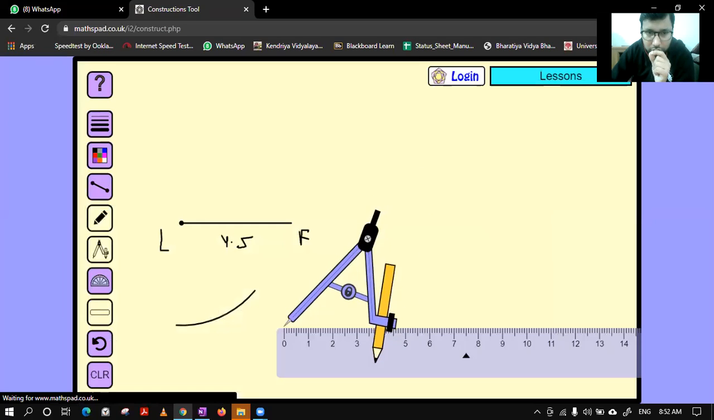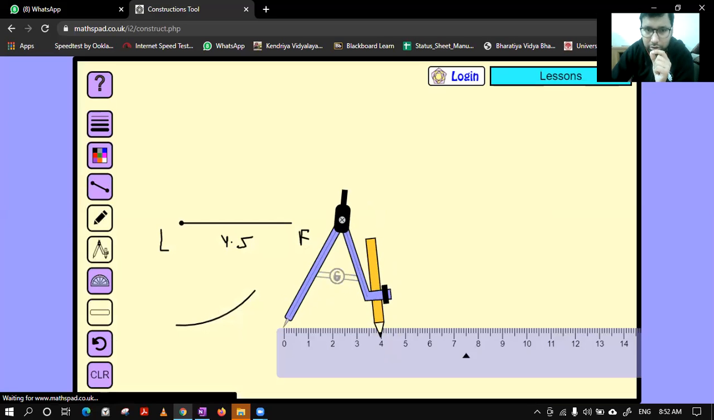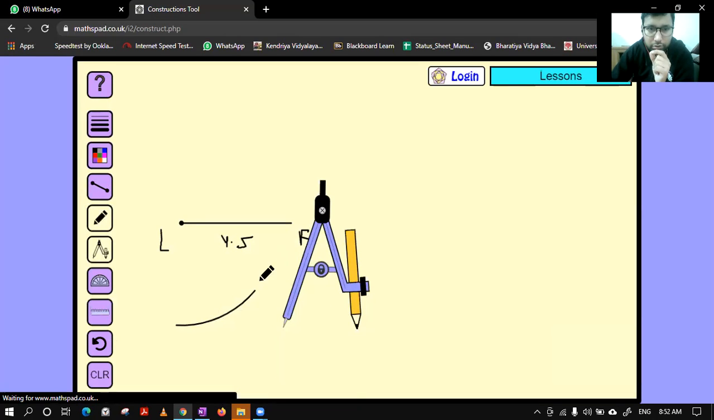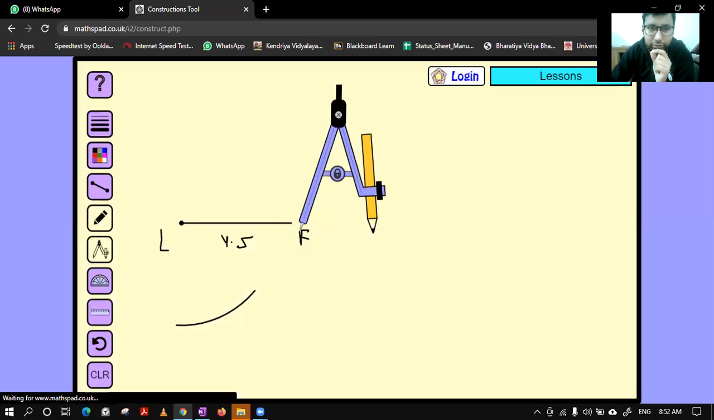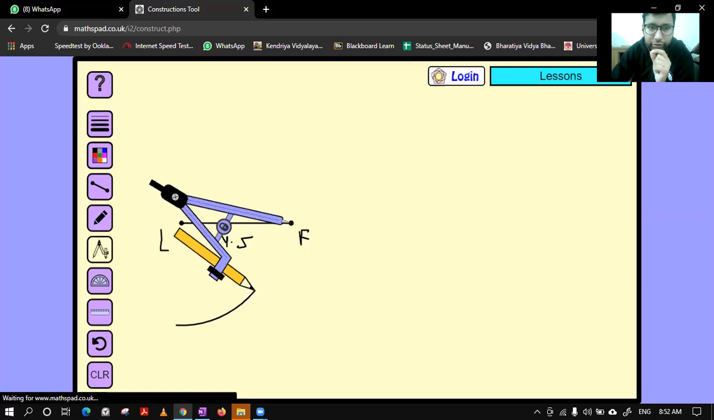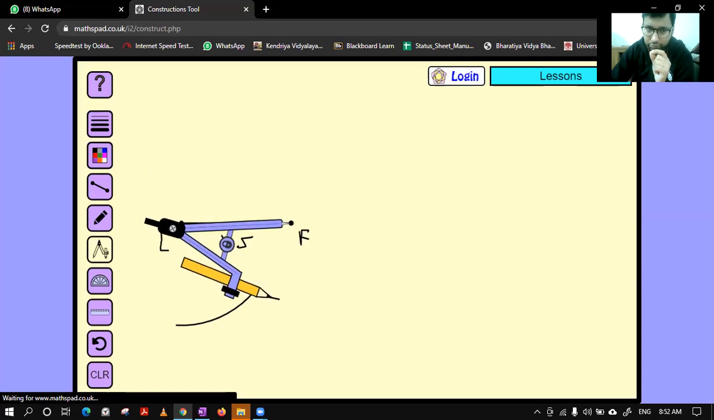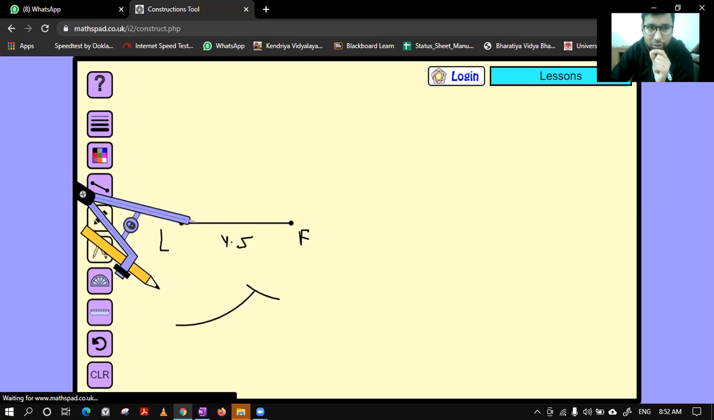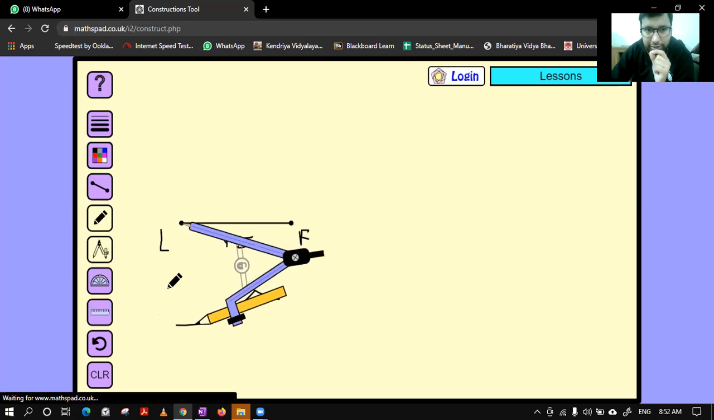So keeping on this 0 and unlocking the compass, keeping it at 3, I think now it is fine. Now we will take the next arc from this point of 3 centimeter, and we are a little bit less than the required, so we have to extend the previous arc. Let's extend the previous arc.